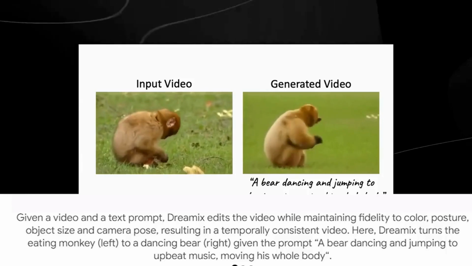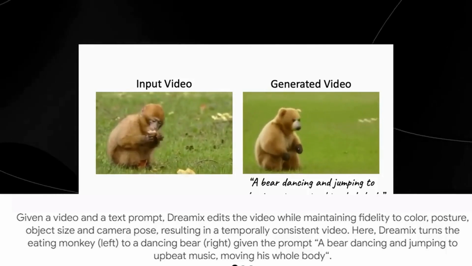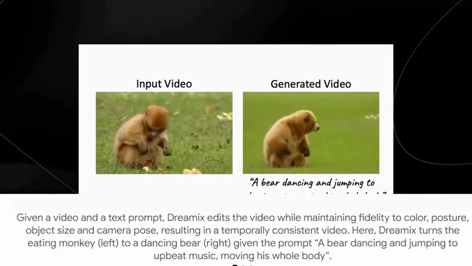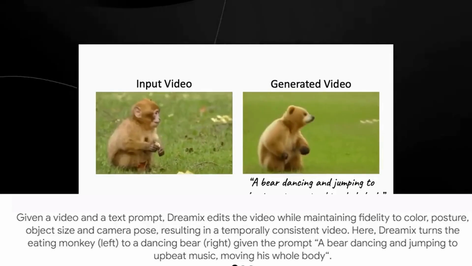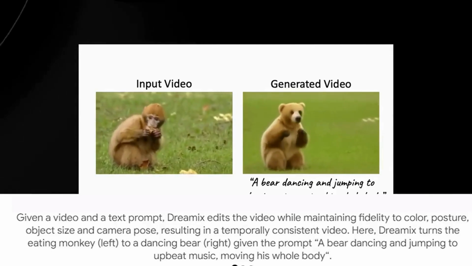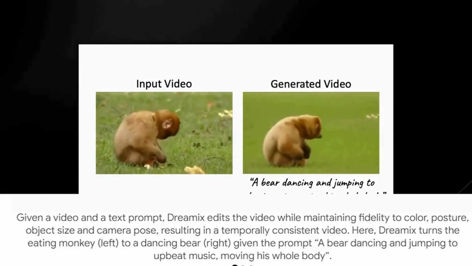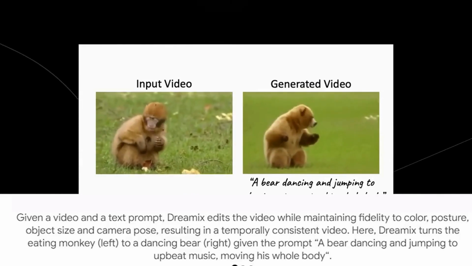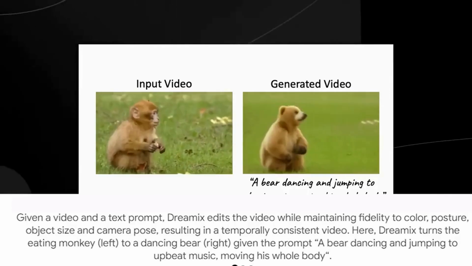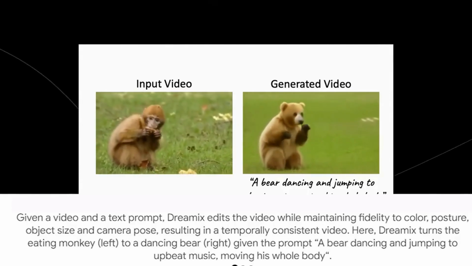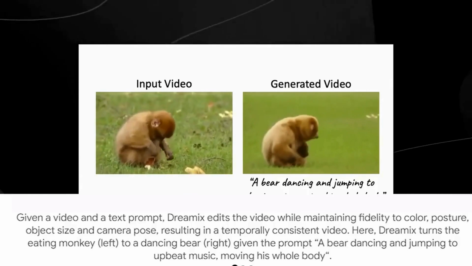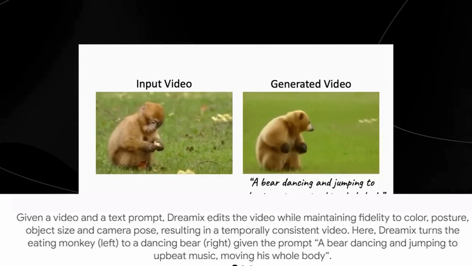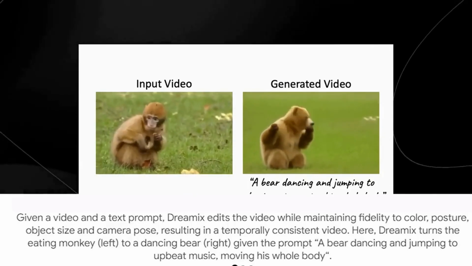So if we read the description, it pretty much describes exactly what's going on, but I do need to provide some more context. It says, given a video and a text prompt, DreamIX edits the video while maintaining fidelity to color, posture, object size, and camera pose, resulting in a temporally consistent video. So here it turns the monkey, which you can all see on the left, to a dancing bear, which you can all see on the right. Given the prompt, a bear dancing and jumping to upbeat music while moving his body.